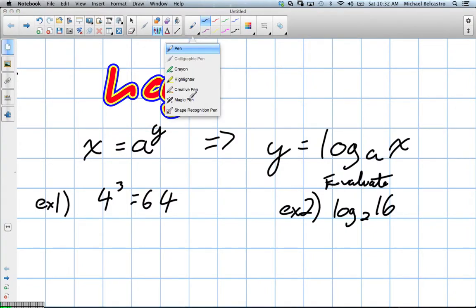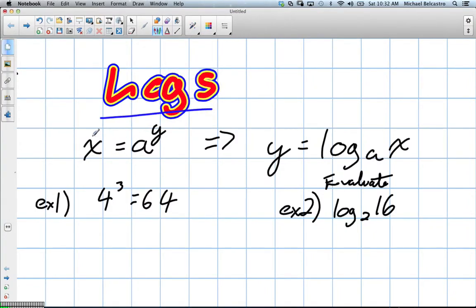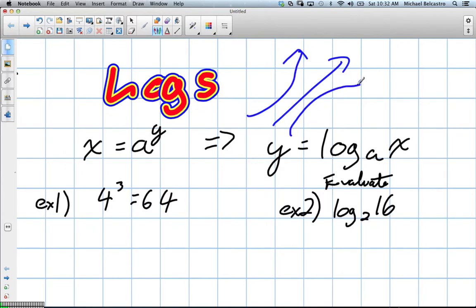Okay. So we're going to go over logarithmic functions. And a logarithmic function is almost like a type of inverse. Have you guys talked about inverse functions? Okay, of an exponential function. So we have an exponential function. A logarithmic function is almost the inverse of it. The way they relate to each other, okay?